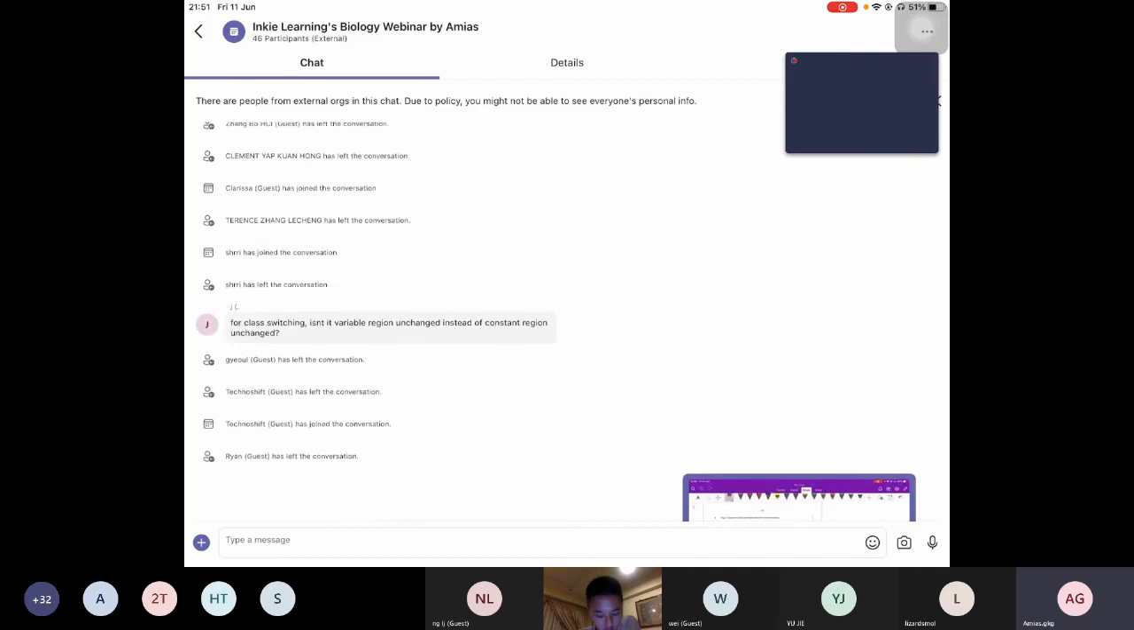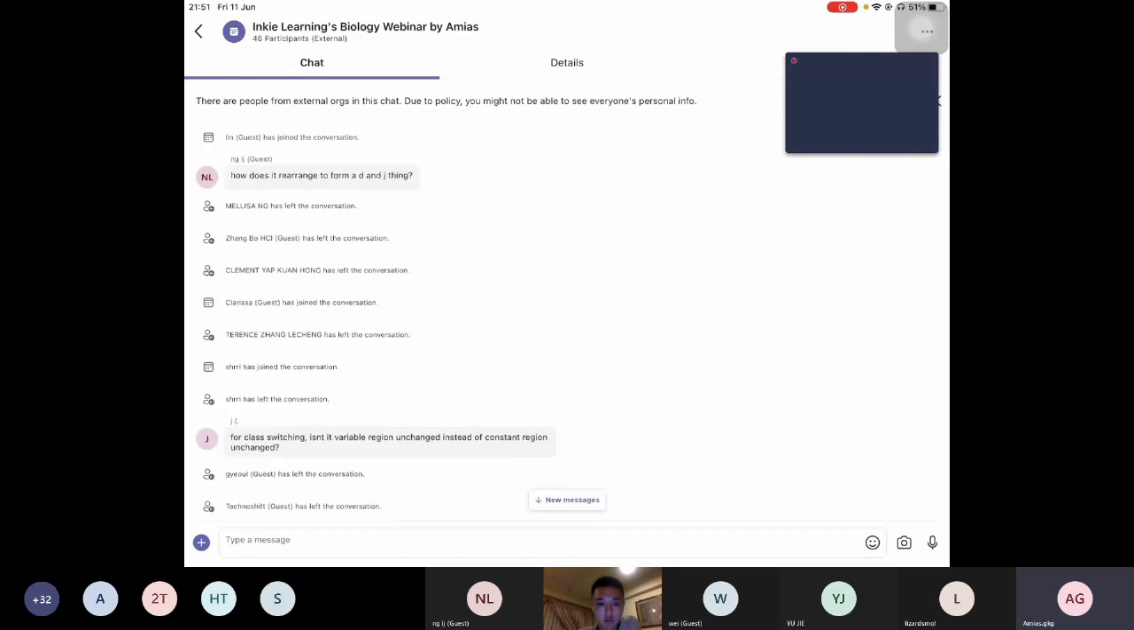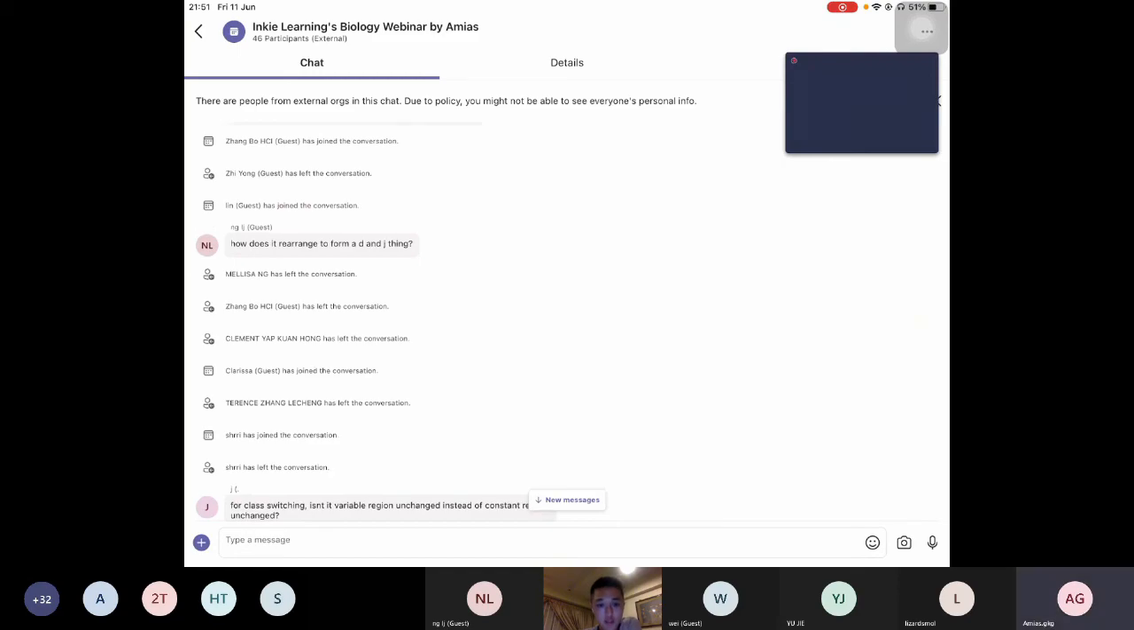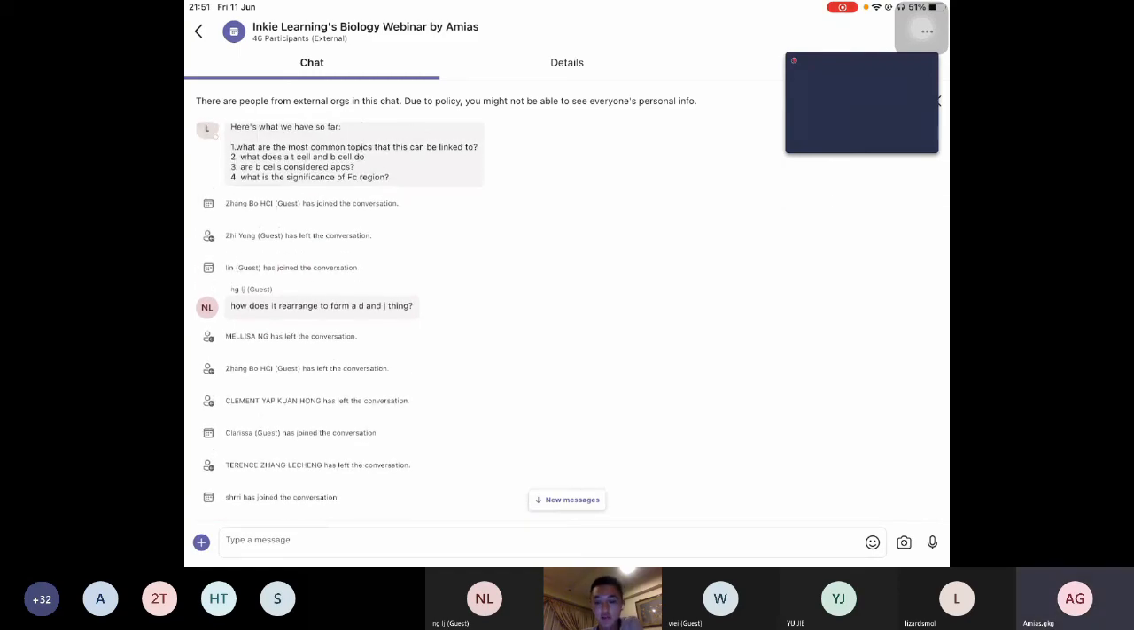For class switching, yeah, this was the mistake that I wrote. How does it rearrange to form a D and J rearrangement? It's not thing, it's rearrangement. So how does it rearrange? Again, not part of the syllabus. Just know that it is rearranged. I'm not trying to cheat you of the answer. It is really just not in our syllabus. Just know that it is rearranged.